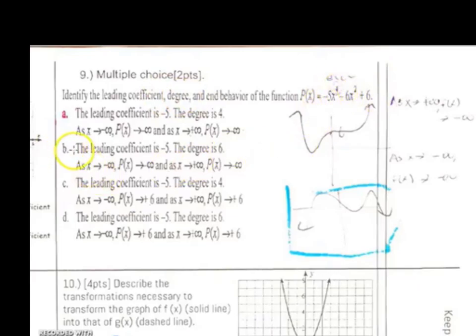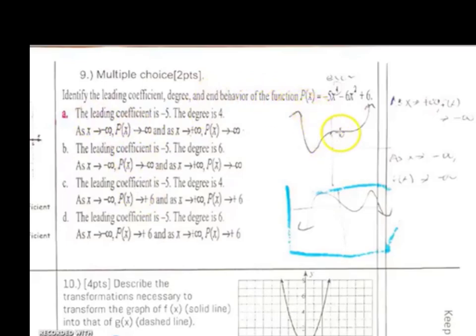Therefore, I can eliminate choices B and D. It's a little bit hard to see, but A is the correct answer. The leading coefficient is just your a value, and that's just the number in front when written in descending order, so that would be the negative 5 there. Now, the reason why it is A and not C, the only difference between these two is the end behavior.